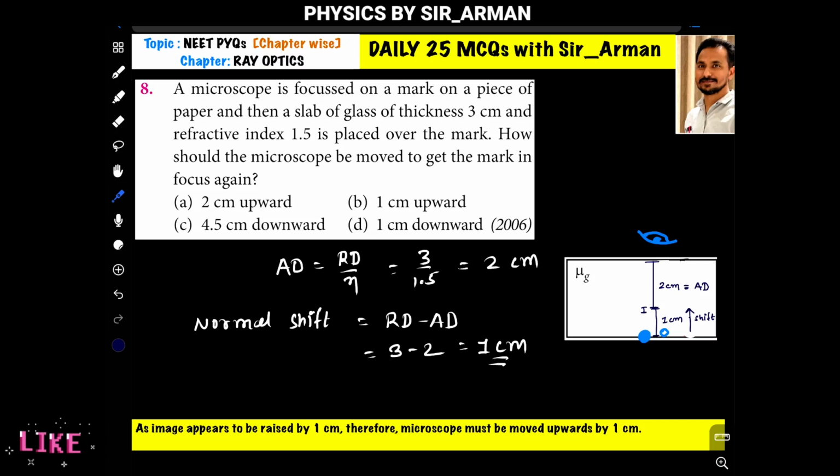A microscope is focused on a mark on a piece of paper and then a slab of thickness 3 cm and refractive index 1.5 is placed over the mark. How should the microscope be moved to get the mark in focus again?